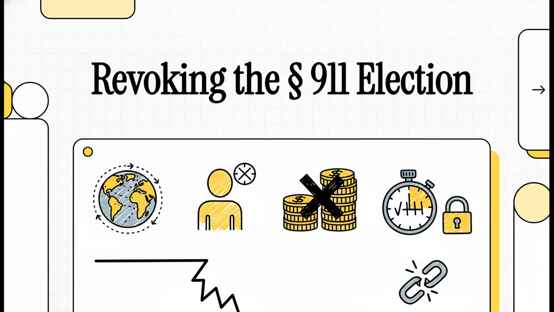Welcome to The Explainer. Today, we're doing a deep forensic dive into a really high-stakes decision for any U.S. expat, revoking the Foreign Earned Income Exclusion. Now, it sounds simple enough, right? But if you make one wrong move here, you can trigger one of the most punishing rules in the entire tax code, the 5-year lockout. So let's break down exactly how it works, and more importantly, how to avoid the hidden traps.